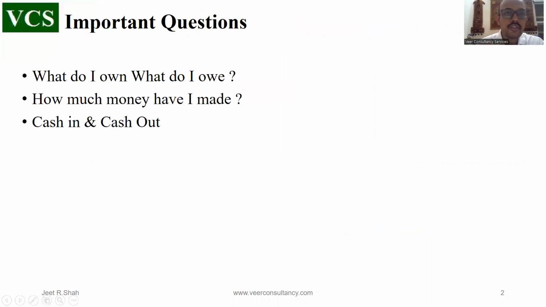So these were the three questions which we are trying to get the answer from. Question number 1, that is what do I own and what do I owe, is being shown from the balance sheet. Question number 2, how much money have I made, comes from the profit and loss account. And the answer to the question, how much cash has come in, how much cash has gone out, we will get from the cash flow statement.